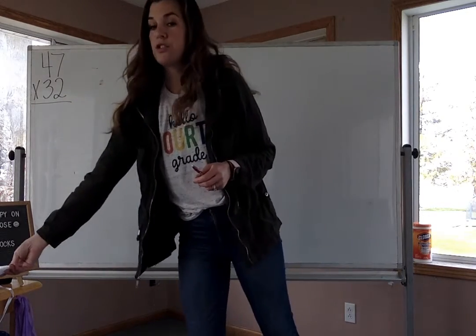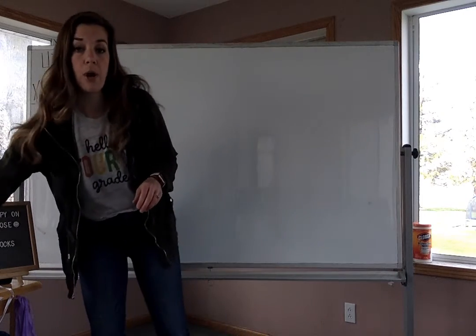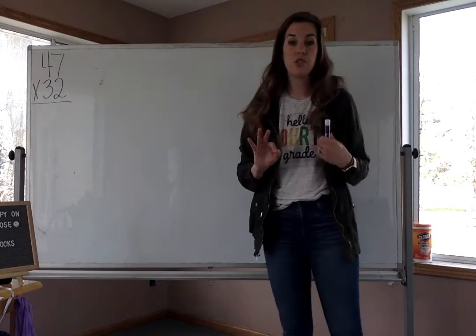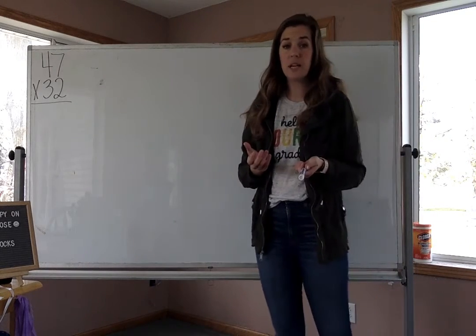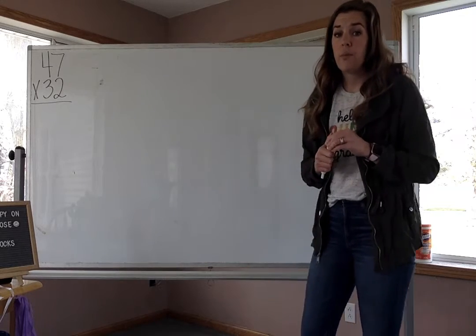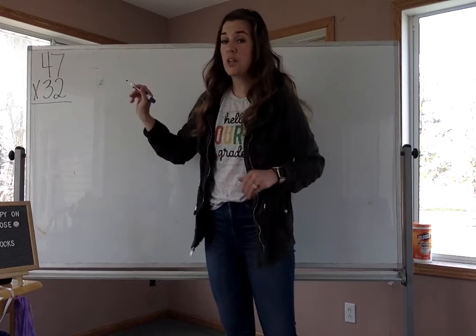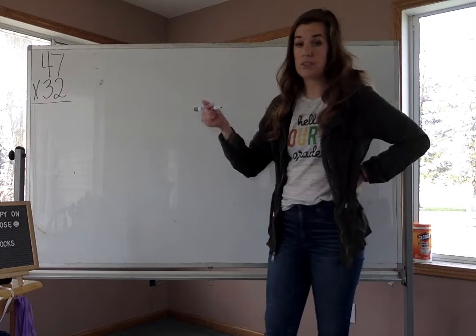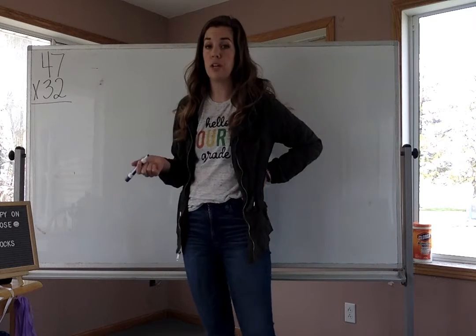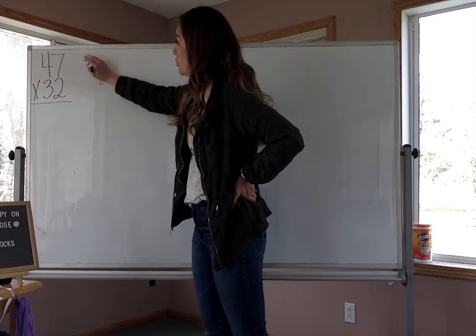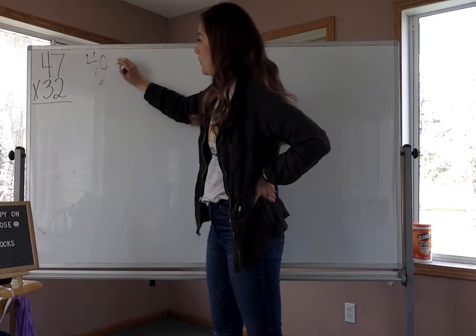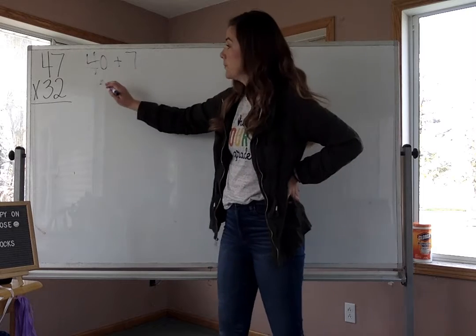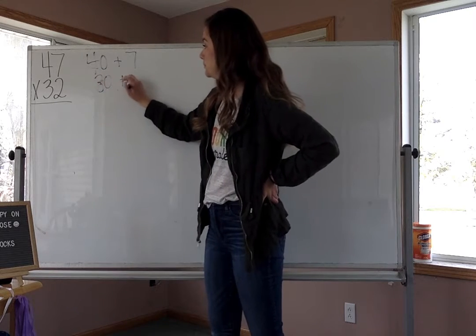The strategies in the classroom that we enjoyed most were partial products, area model, and standard algorithm. So I'm going to review those three strategies with you today. The first one that I'd like to review with you is partial products. The first thing that we need to do when solving 47 times 32 using partial products is to write 47 and 32 in expanded form. 47 in expanded form is 40 plus 7, and 32 in expanded form is 30 plus 2.